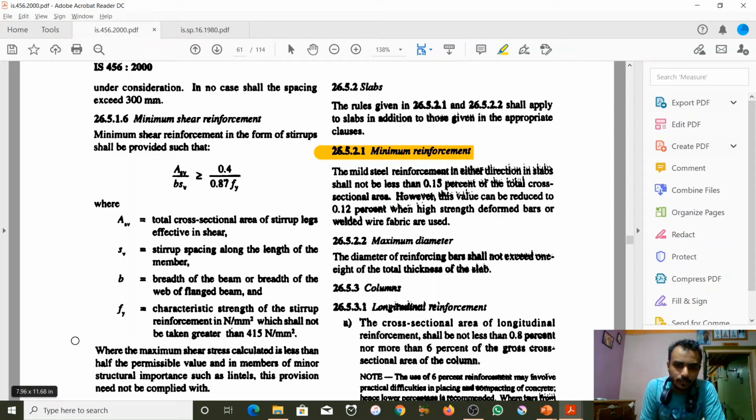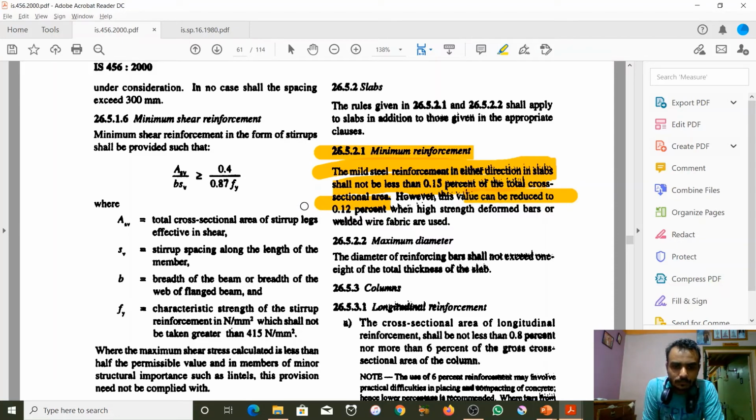26.5.2.1 Minimum reinforcement. The mild steel reinforcement in either direction in the slab shall not be less than 0.50% of the total cross-section area. What does this line say? If your slab is designed using mild steel, the percentage of steel at the cross-section area is not less than 0.50 percent. Okay, for mild steel it is 0.50 percent, but this value can be reduced.